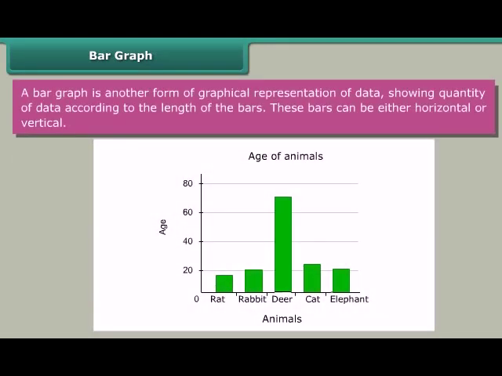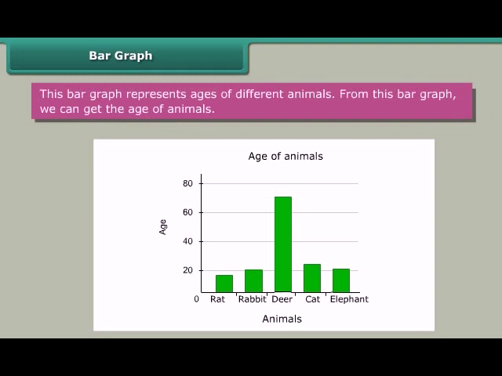Bar graph. A bar graph is another form of graphical representation of data, showing quantity of data according to the length of the bars. These bars can be either horizontal or vertical. This bar graph represents ages of different animals. From this bar graph, we can get the age of animals.